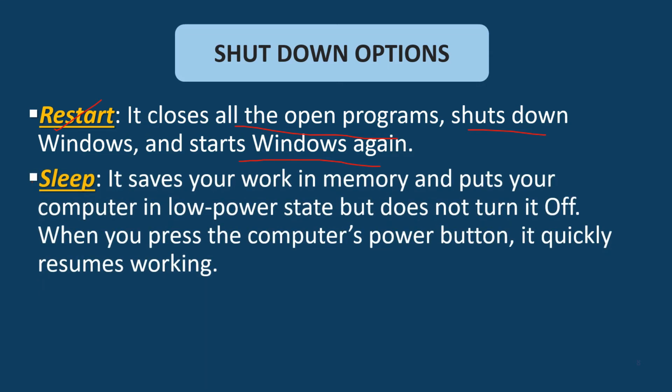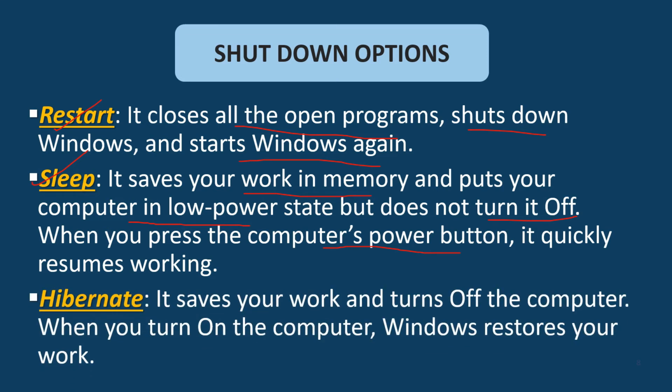Next is sleep. Sleep means the computer will sleep. It saves your work in memory and puts your computer in a low power state, but does not turn it off. It's not off, but it will be in sleep mode. For example, if you are not using your computer for 5 minutes, your screen will be off. Have you noticed that? Then when you move the mouse pointer, it will be on again. When you press the computer's power button, it quickly resumes working. Just the screen will be off.